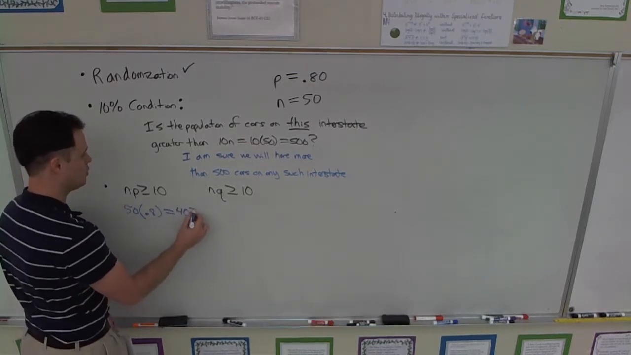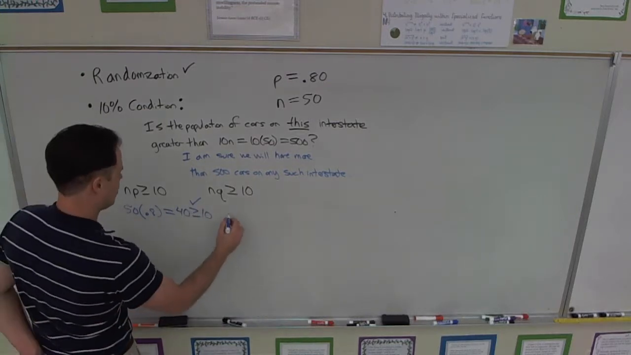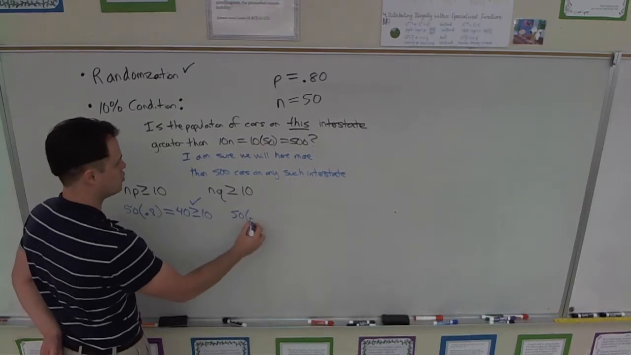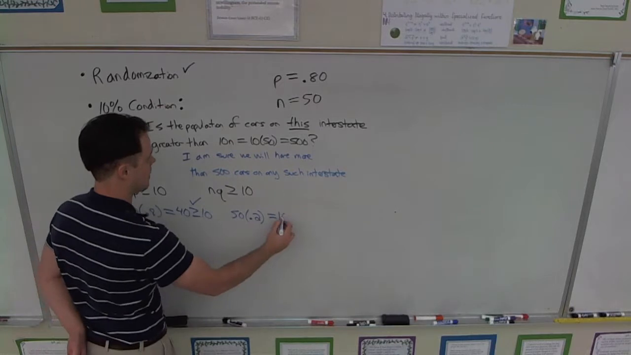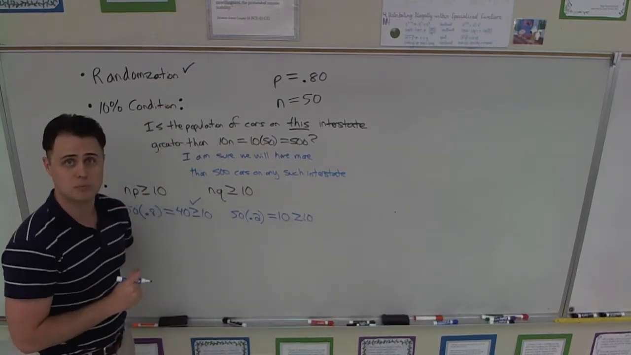That's just 40. 40 is greater than 10. Check. Same thing over here. 50, the success percent of failure, or Q, is 20%. So what is 50 times 20%? I think that's exactly 10. So in this case, we made it just carefully enough.